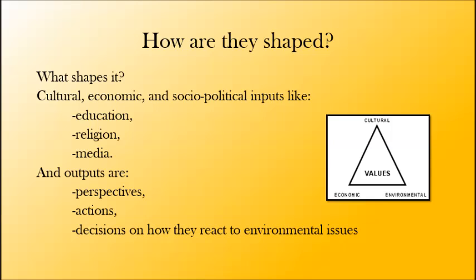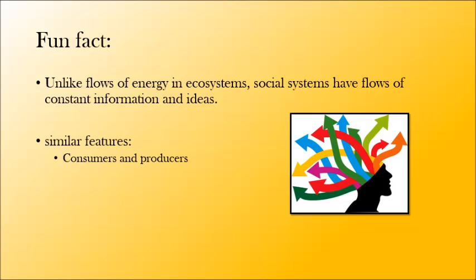These values are shaped by cultural, economic, and socio-political inputs such as education, religion, and media, and their outputs are perspectives, actions, or decisions on how they react to environmental issues. However, it depends on the type of system that an individual or group of people are exposed to. For example, whether it's a democratic or authoritarian government. Perhaps it's more of a patriarchal than matriarchal government as well.